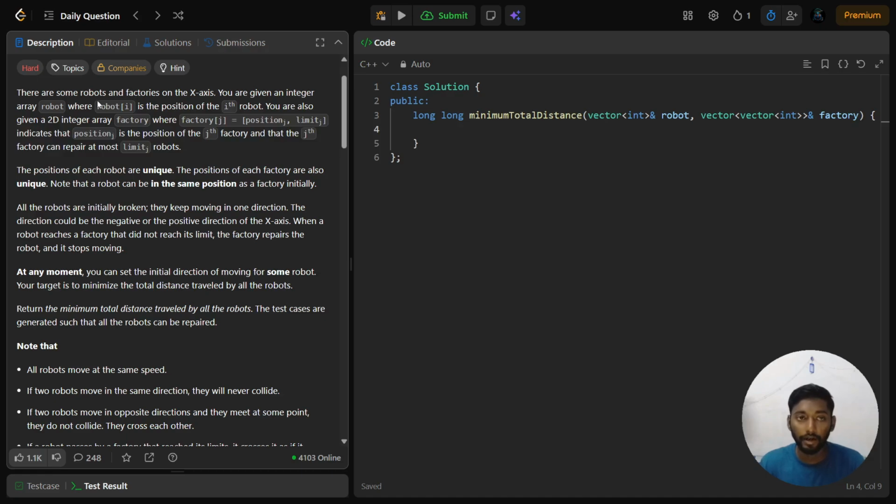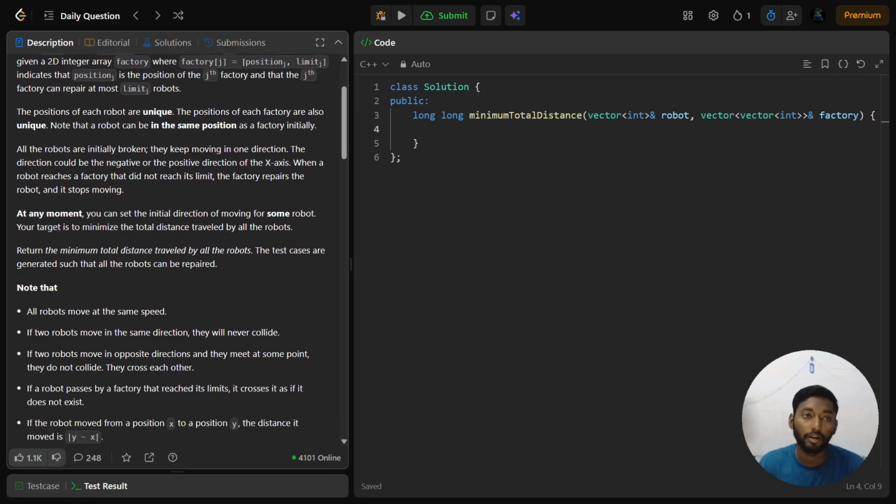There are some robots and factories on the x-axis. You are given an integer array robot where robot[i] is the position of the ith robot, and you are also given a 2D integer array factory where factory[j] is the position of j and the limit of j. This indicates that the position of j is the position of the jth factory and that the jth factory can repair at most limit of j robots. The position of each robot is unique. The position of each factory is also unique. Note that a robot can be in the same position as a factory initially.